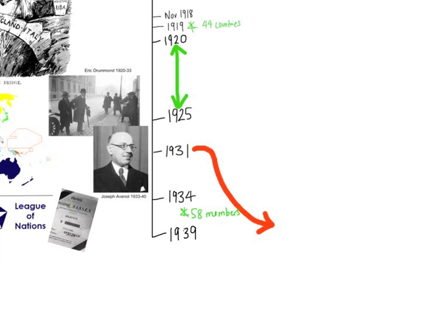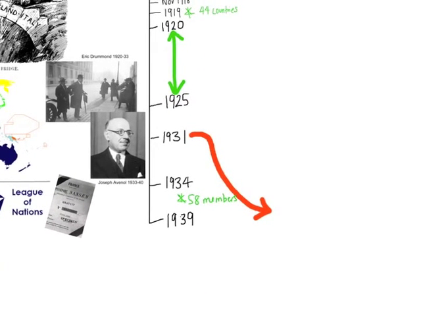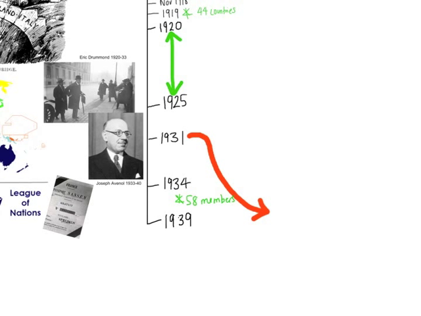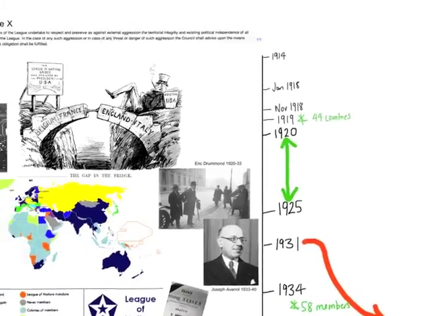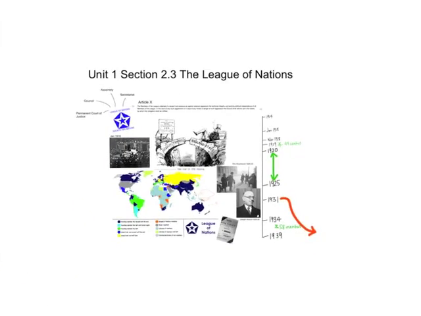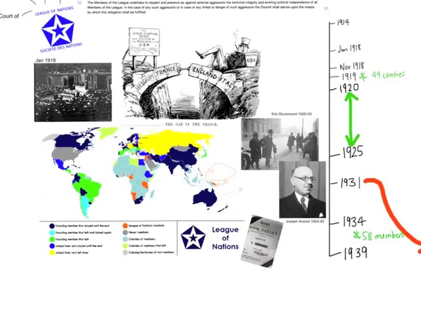So if we think about when it became obvious the League of Nations was going to fail, we're going to look at 1931 onwards and think about how the Manchurian crisis and how Abyssinia affected them, and those will be coming up in the next video. So that is section 2.3, the League of Nations.